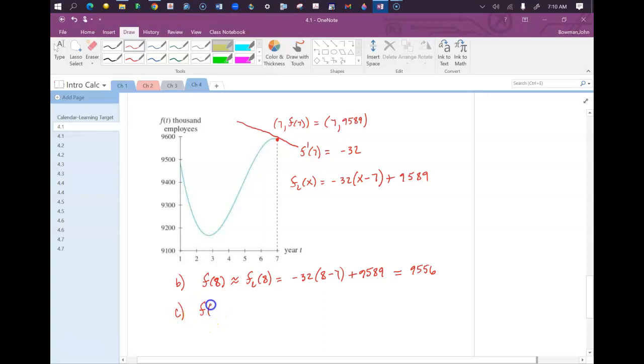F of 9 is approximately equal to FL of 9, which is equal to negative 32 times 9 minus 7 plus 9,589, which is equal to 9,524 employees. Just dawned on me that I was copying down my answers from when I didn't round. So this is actually 9,557 with the rounding, and this is 9,525 with the rounding.